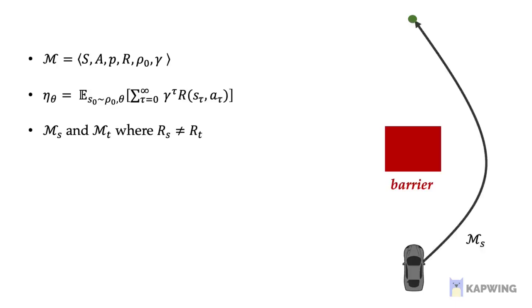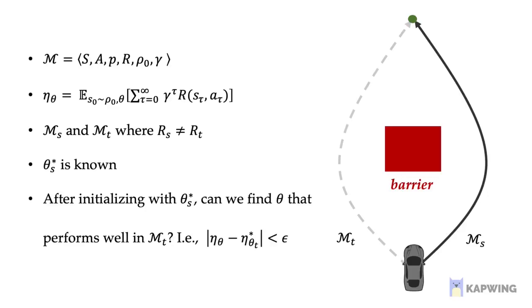For instance, the source task can represent the preference of swerving right, and the target captures swerving left. And as you can see, these two trajectories are in different homotopy classes. We assume that the optimal policy parameters for the source task are either known or easily learnable. The goal is then to leverage knowledge from the source policy to learn a good policy in the target task. Concretely, the problem is, after being initialized with the optimal source parameters, can we find parameters that give near optimal returns in the target task?